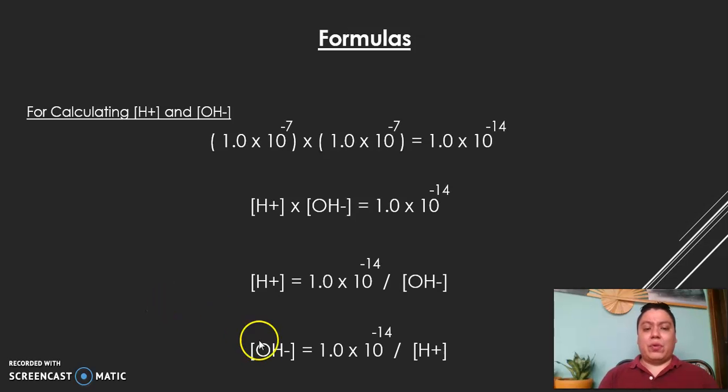Same goes for hydroxide ions. If we clear the formula to find the concentration of hydroxide ions, then we get 1 times 10 to the negative 14 divided by the concentration of hydrogen ions. Okay, so these are our next three formulas.